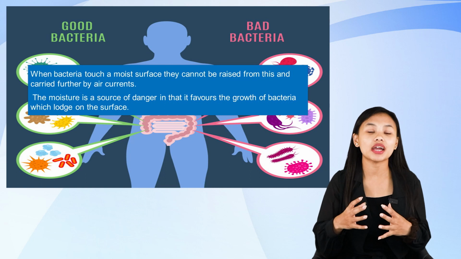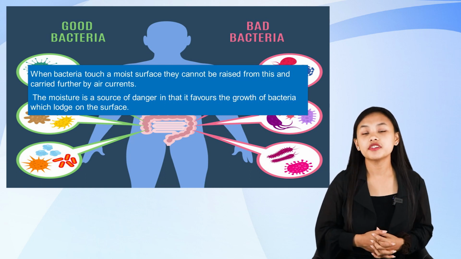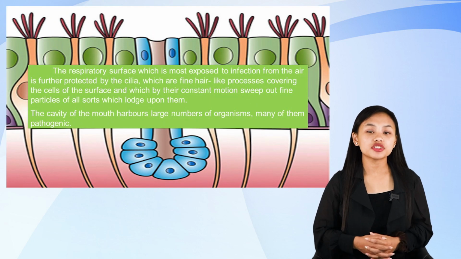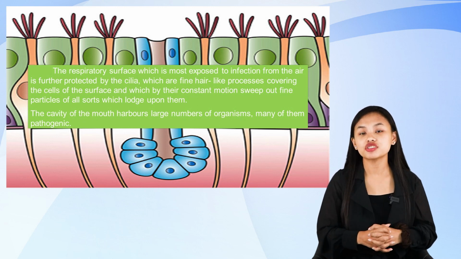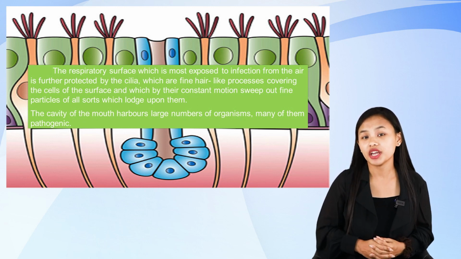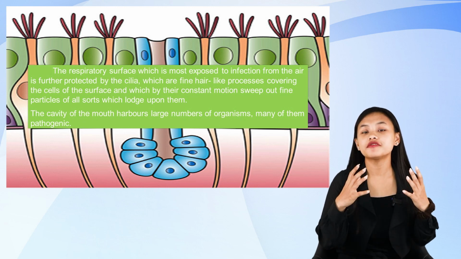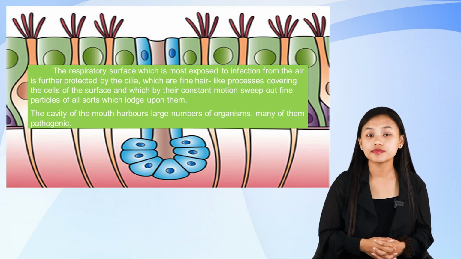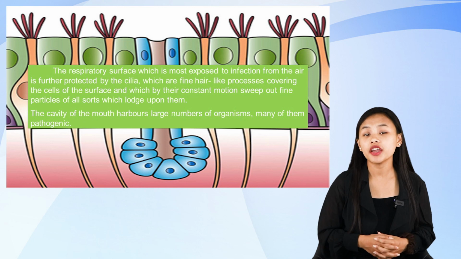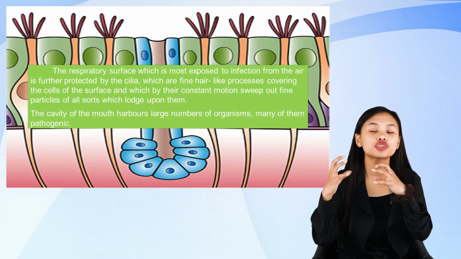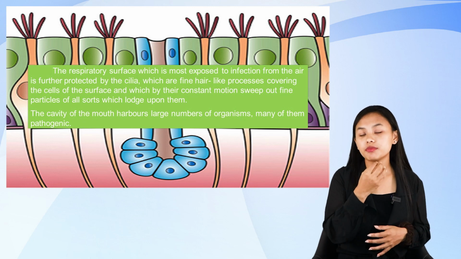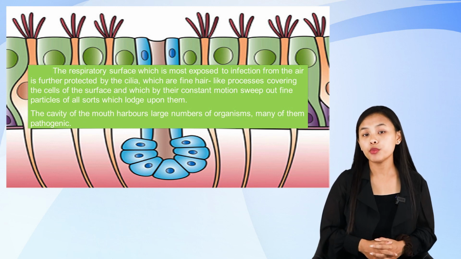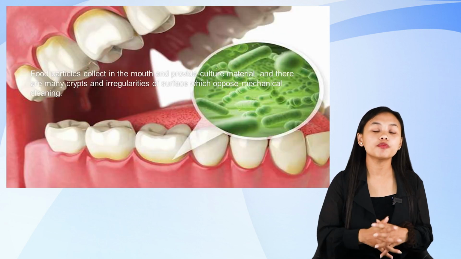However, it can also act as a source of danger because it favors the growth of the bacteria which lodge on the surface. The respiratory surface, which is more exposed to infections present in the air, is protected by the cilia, the fine hair-like processes covering the cells of the surface, by whose constant motion fine particles of all sorts which lodge on them are swept out. The cavity of the mouth also harbors a large amount of organisms, and many of them will be pathogenic. The food particles collect.